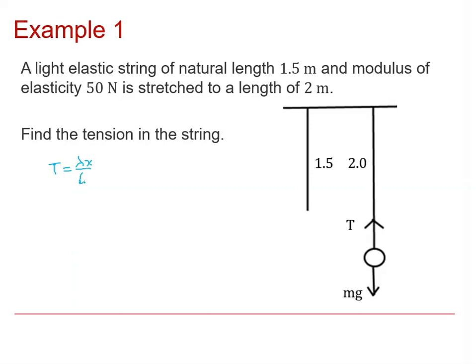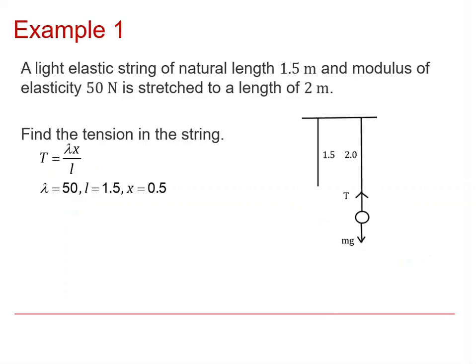Now there are one or two things to be careful of here. It's pretty obvious that L is equal to 1.5 because that's the natural length, but be careful that the x is always the extension, so it isn't the 2, which you might possibly think. It's actually the 0.5, which is the difference between the 2 and the 1.5. So it's always the extension that we're interested in. So there we are. We've got that lambda is 50 from the question, and the L and the x as I've just specified, and there's our model.